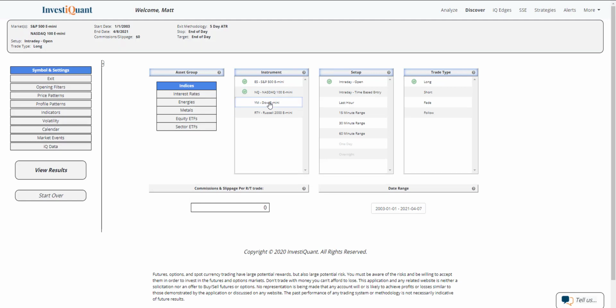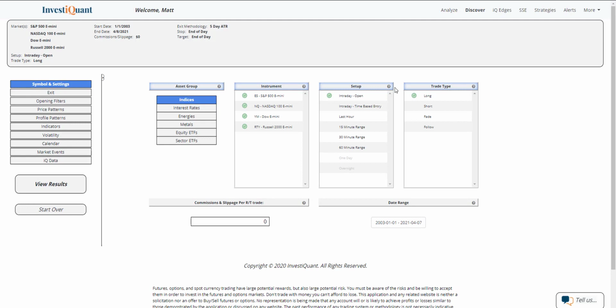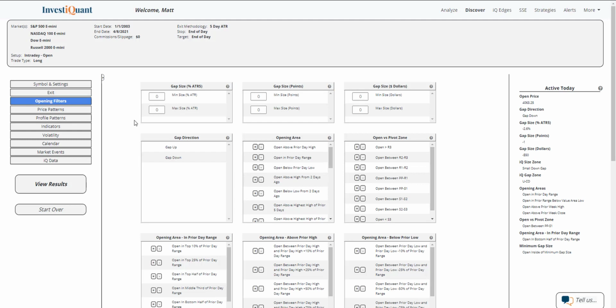We'll use two simple patterns and they will be used on all four instruments. The setup will be entering the market long at the open of regular trading hours, which is 9:30 a.m. Eastern Time. The exit will be set to the end of regular trading hours, which is 4:15 p.m. Eastern Time. Now, we're currently trading higher in the overnight session, so I'm going to go into the opening filters, and I'm going to say that we are gapping up. That just means that the open is above the prior day's closing price.